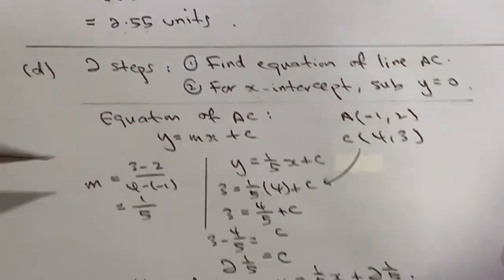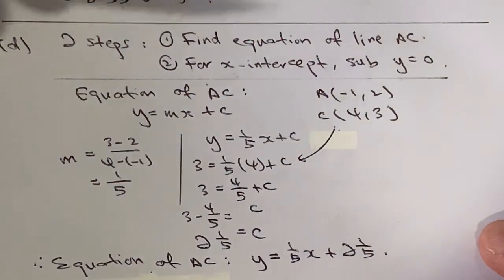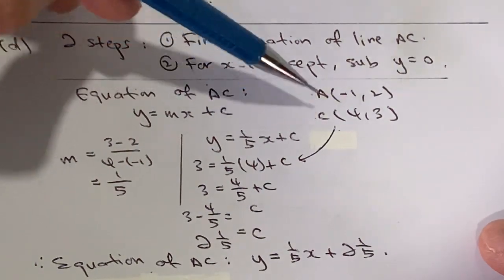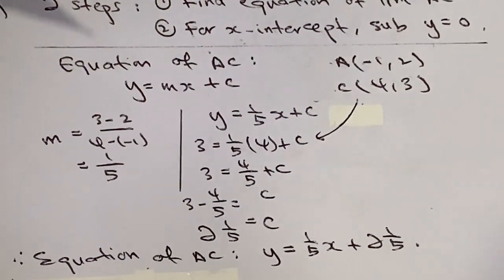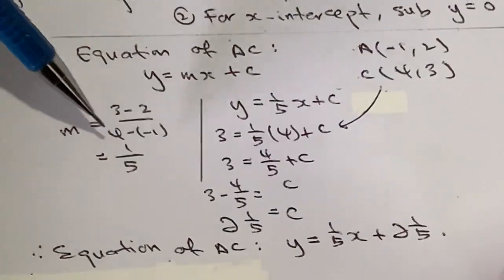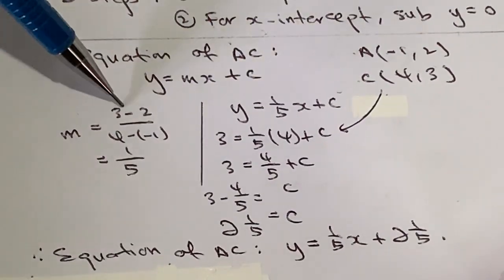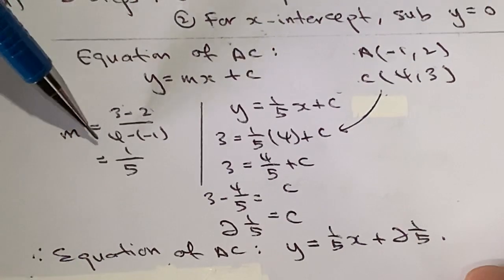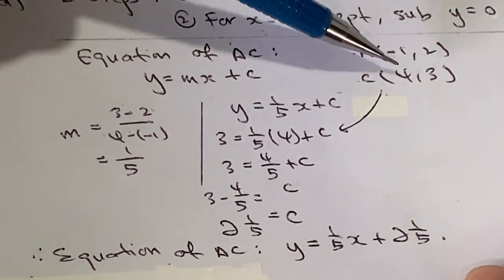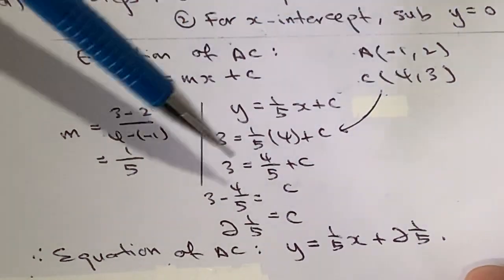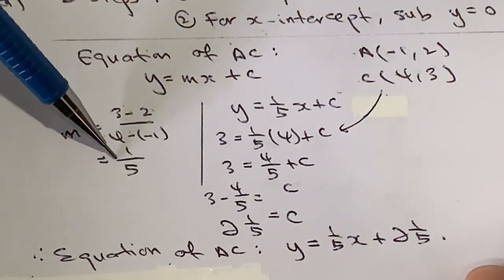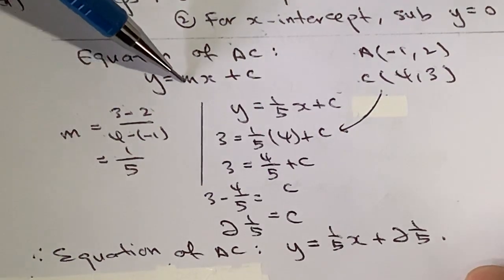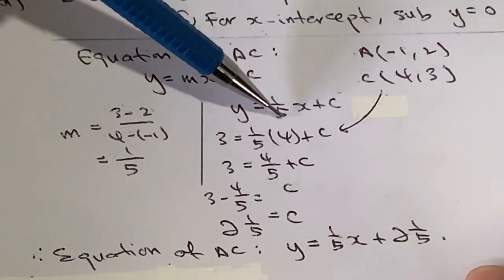To find the equation of AC, as always we will write down A and C at the side. A will be negative 1, 2, C is 4, 3, and since AC is a line, it is y equals mx plus c. Get the m. The m will be the gradient formula, y2 minus y1 over x2 minus x1. You can just refer to these two coordinates. So 3 minus 2 over 4 minus negative 1, and you get 1 over 5. So m can be updated with 1 over 5 here.